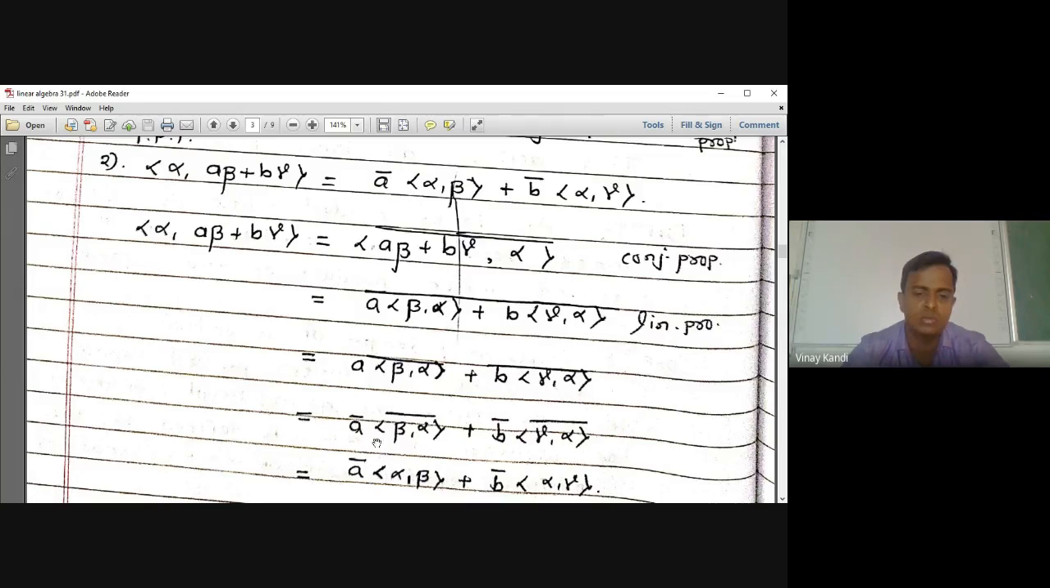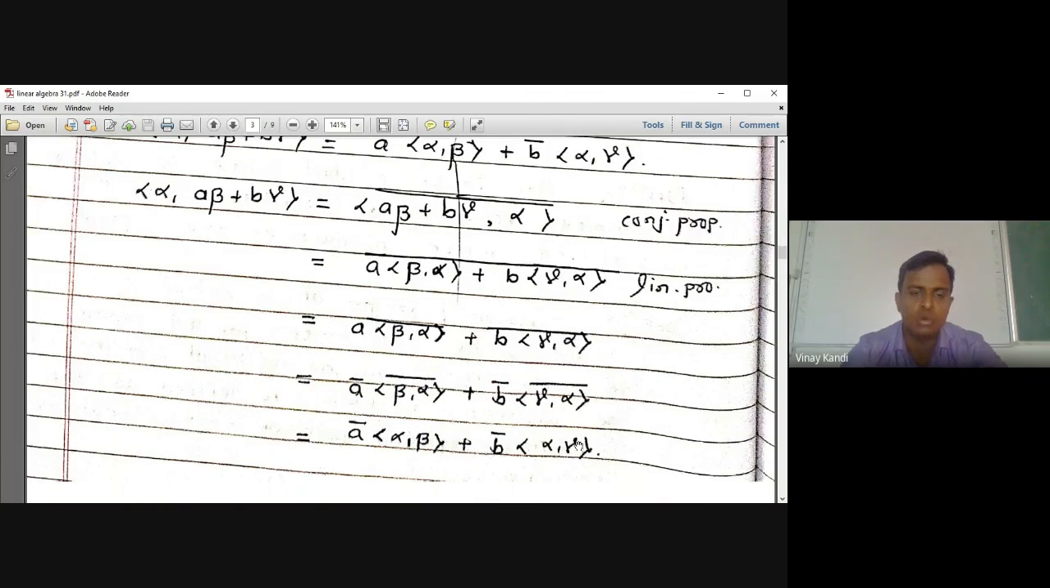Which is equal to a bar into inner product of beta alpha bar plus b bar into inner product of gamma alpha bar. Okay, (a into b) whole bar is equal to a bar into b bar. By this property, we can write like this. But inner product of beta alpha bar is equal to inner product of alpha beta, and inner product of gamma alpha bar is equal to inner product of alpha gamma. Okay, and a bar and b bar as it is.